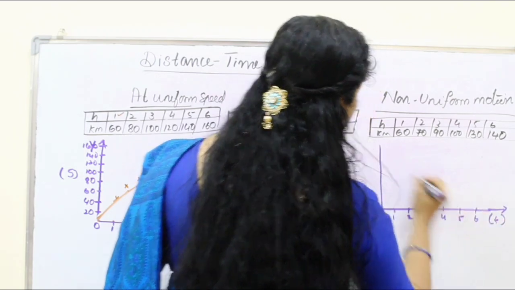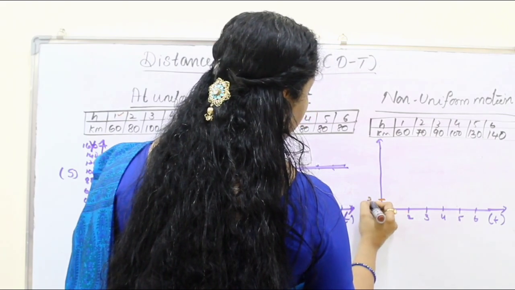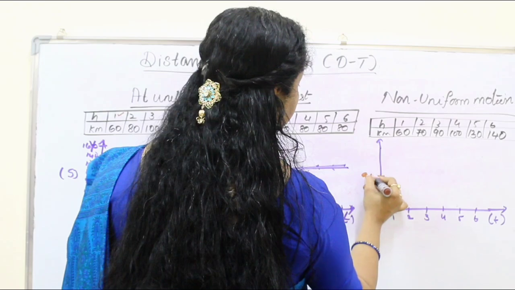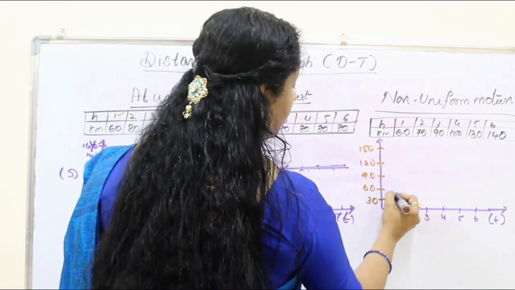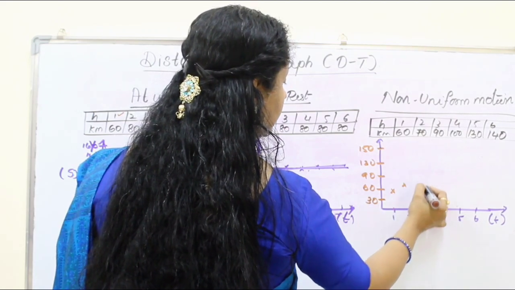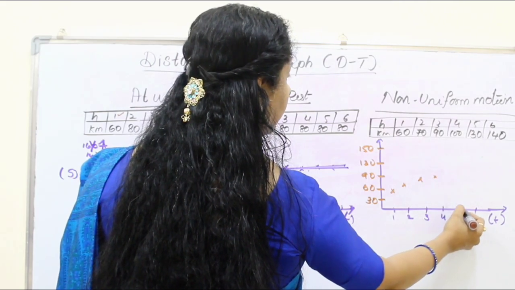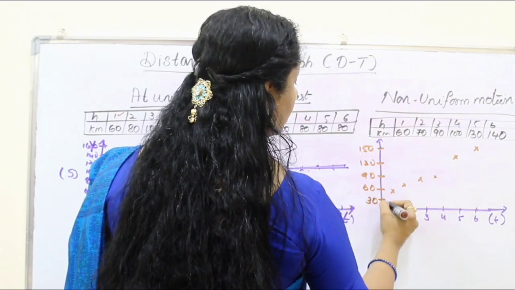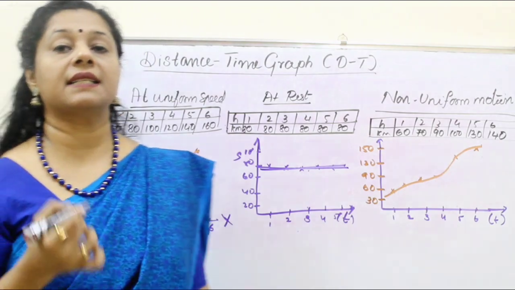This is time. Now the distance, maybe I am taking 30, 60, 90, 120, 150. So first position is 60. Then it is at 70. Then it is at 90. Then it is at 100. Then 5 is 130. Then 6 is 140. So I can say this is going like this. It is not a straight line, but it is a curve.